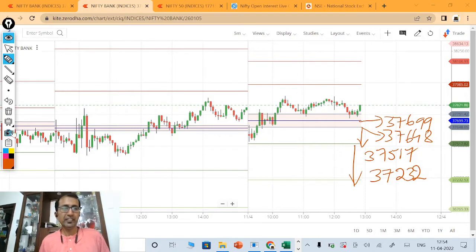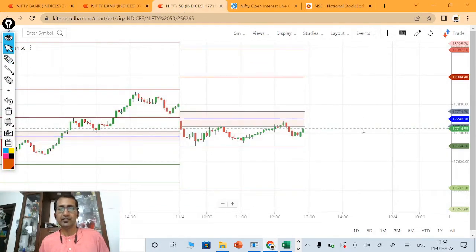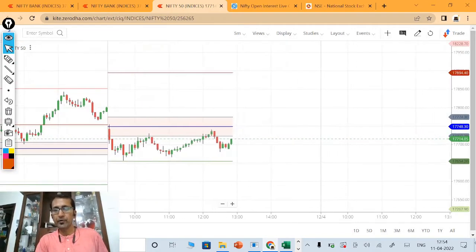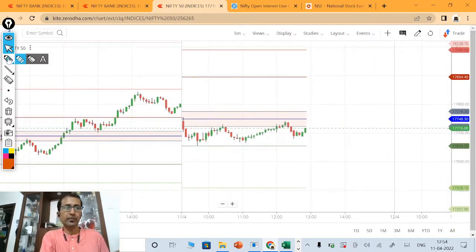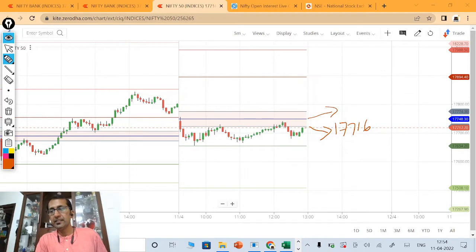Now come to the Nifty level. I'll put Nifty on screen for you. Yeah, so this is Nifty, you can see on the screen. Nifty is trading below the lower central pivot range. So Nifty is weaker than the Bank Nifty, trading just below, at around 17,760. Very crucial level. Pivot will be the major resistance.